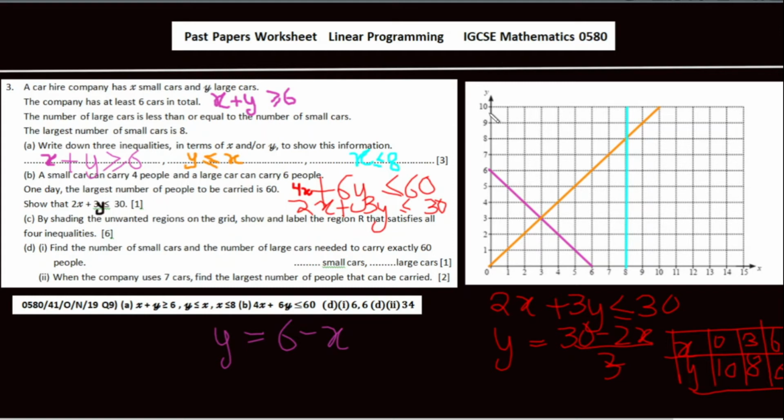0, 10 is 1 point. 3, 8 is the other point. And 6, 6 is the third point. Join these 3 points with a straight line and you have the third equation.